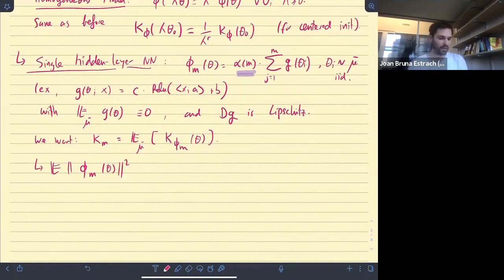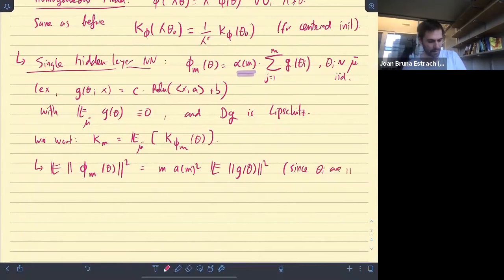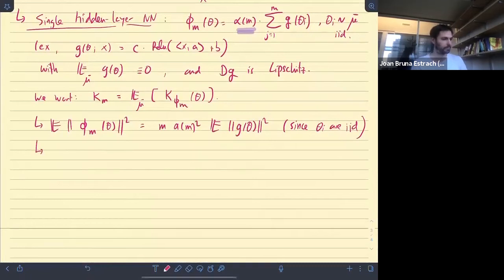So let's go to the definition. Phi of m is a sum of independent functions, like these functions g of theta 1, g of theta 2, g of theta 3. They're independent because I draw the parameters theta independently. So what happens with the squared norm? Well, the squared norm is just going to be the sum of norms. So I have m times alpha of m squared times the energy, the expected norm of g of theta squared, since the thetas are IID. Okay, that's the first term.